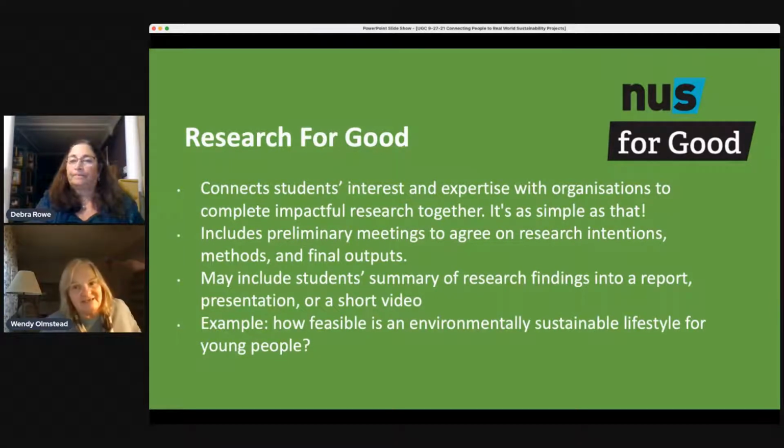YMCA Exeter wants to explore just how feasible a sustainable lifestyle is for young people, especially those with low incomes or that may have been homeless. The researchers want to find out, are choices such as organic, low carbon, or veganism attainable for everyone? And if not, how can we help bridge that gap?